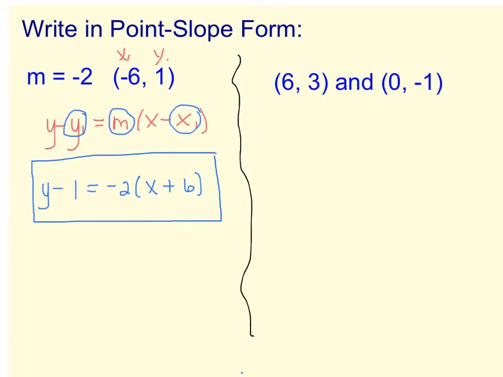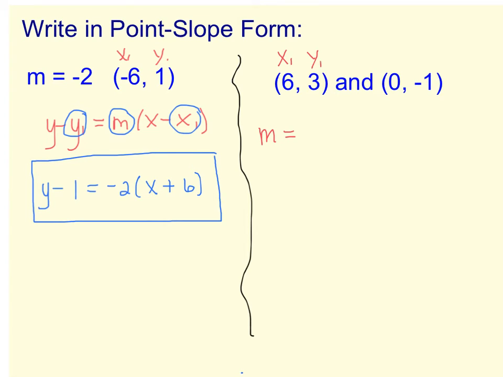Alright, the second example, we have to write in point-slope form, but if you notice, all we have is 2 points on the line. Well, to write point-slope form, you need to have a point, which we have, but you also have to have the slope. So anytime that you don't know the slope, you want to go ahead and find the slope first.